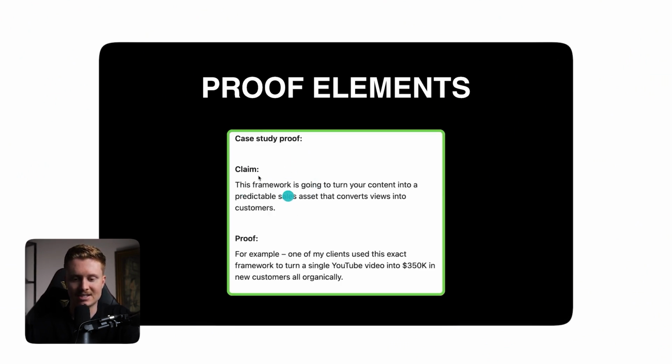This is a case study proof example. Let's say the claim is: this framework is going to turn your content into a predictable sales asset that converts views into customers. Now that alone, it's great. You're promising a desired outcome to your audience, which is a really great way to get them excited, and you're giving them value, right? But what's going to make it even more powerful is adding in proof.